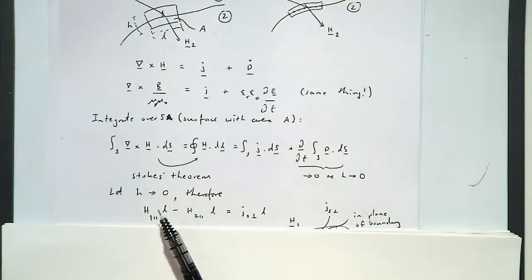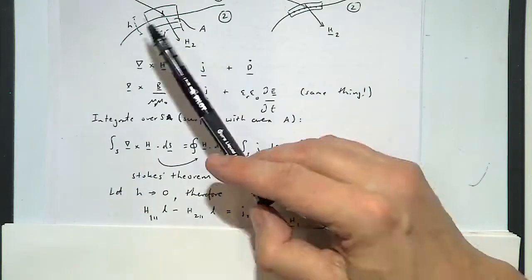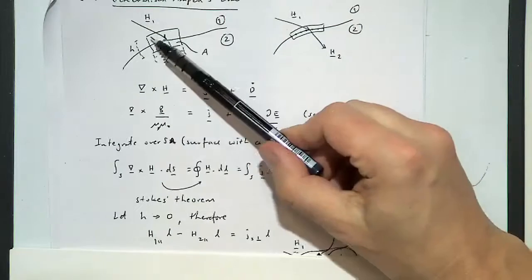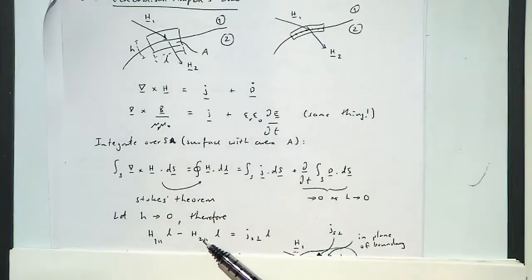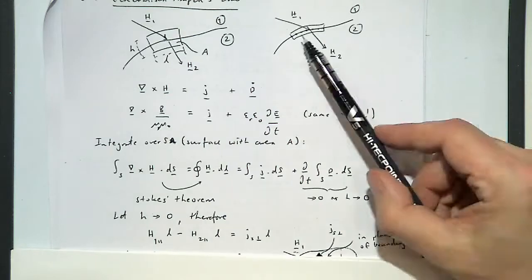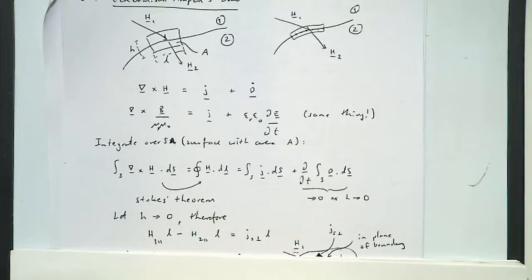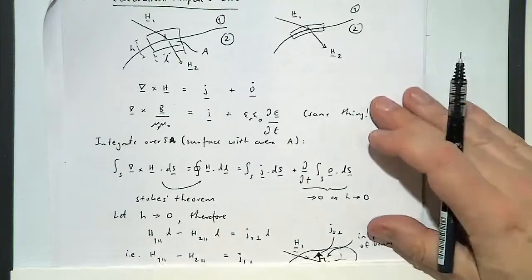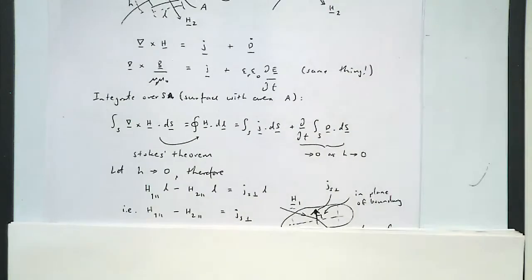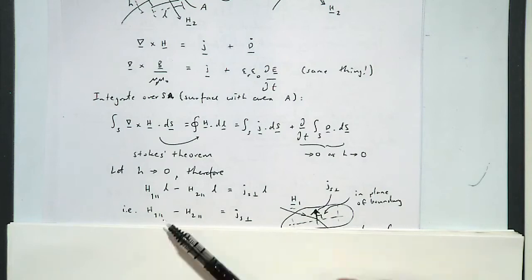We can say that if we have a certain amount of H on one side, along this boundary here, times L, take away what's happening on the other side, it must be equal to the amount of current flowing across through that surface along that boundary between medium 1 and medium 2. So therefore, the difference between the magnetic field on one side of the boundary compared to the other must be equal to the current flowing at right angles to it. That's what it means by those parallel and perpendicular components.